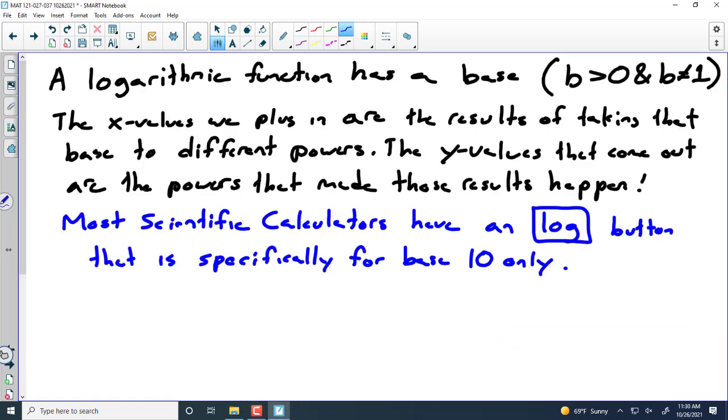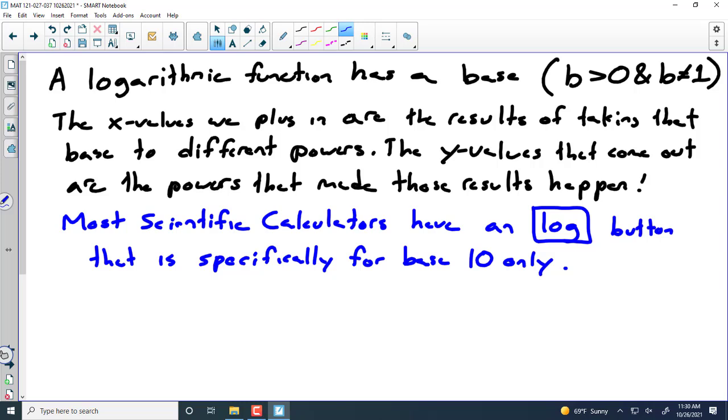So I wrote a few things on the board while you were at break, just to summarize what we've learned. A logarithmic function will have a base on it. When I write a logarithmic function, I have to put a base on it. I'm using the word base because it's the same rules that we have for exponentials. The base needs to be a number greater than 0, a positive number that's not the number 1. The x values we're going to plug into the logarithmic function are the results of taking that base to different powers. The y values that come out are the powers that made those results happen. That's just a way of putting in words what we were talking about before break.